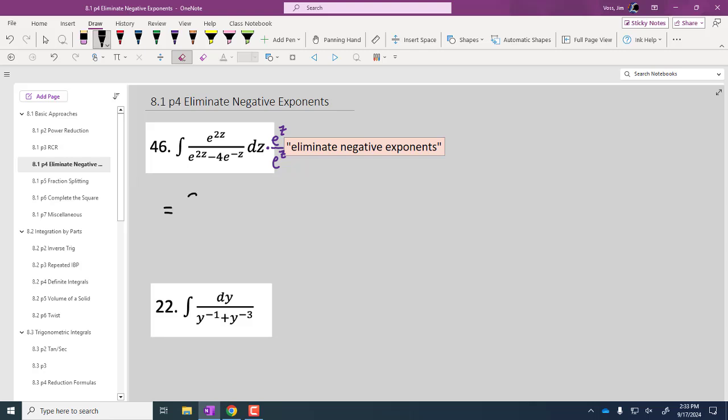So then in the numerator, what's the numerator now? E to the 2z squared. No. E to the 4z? No. 3z? Thank you. Back to algebra. Powers with the same base, you add the exponents. So multiplying 2 powers with base of e, add the exponents. Denominator, e to the 3z minus 4.